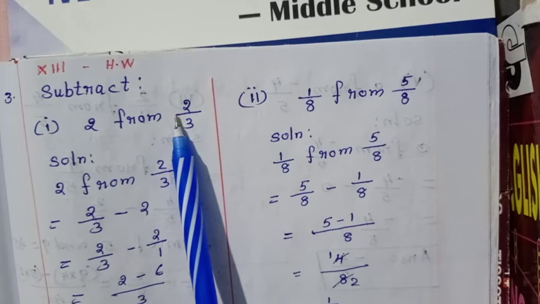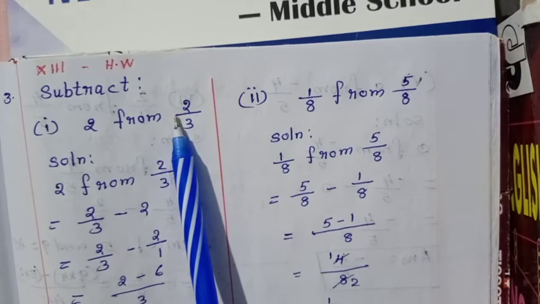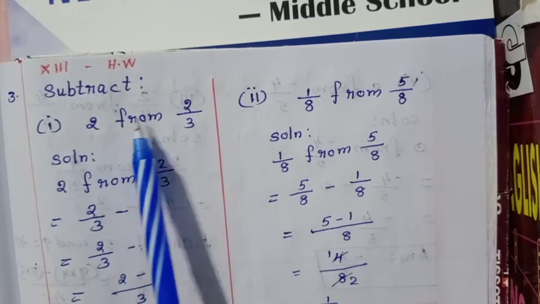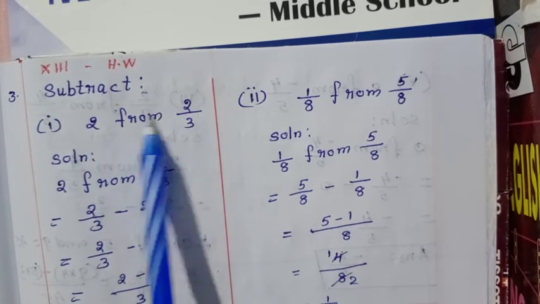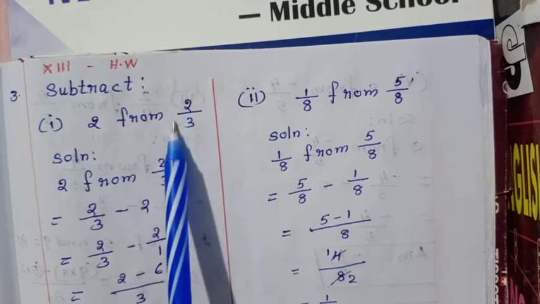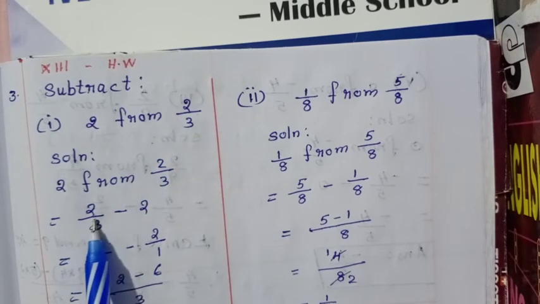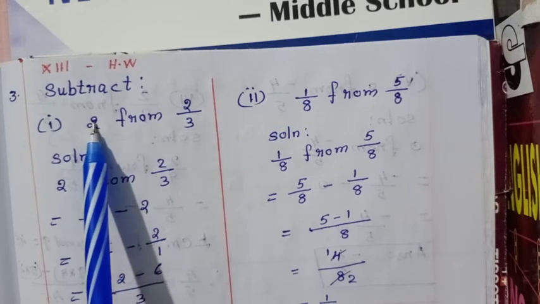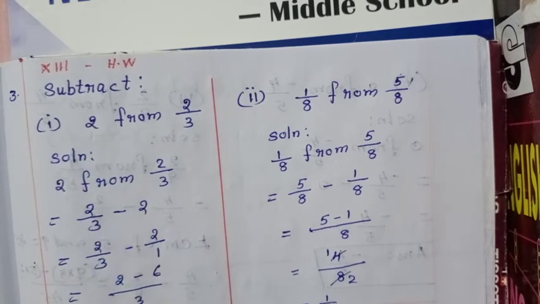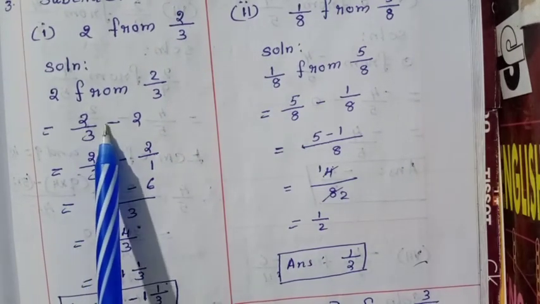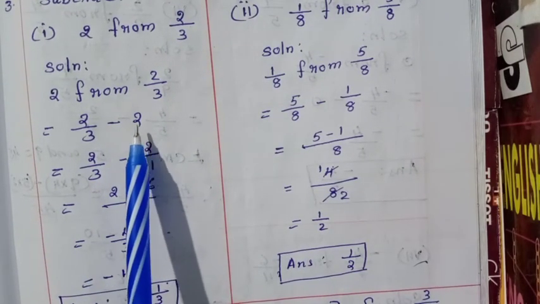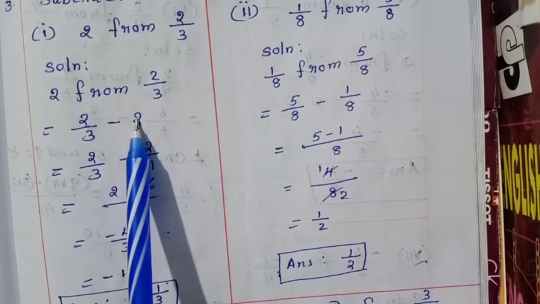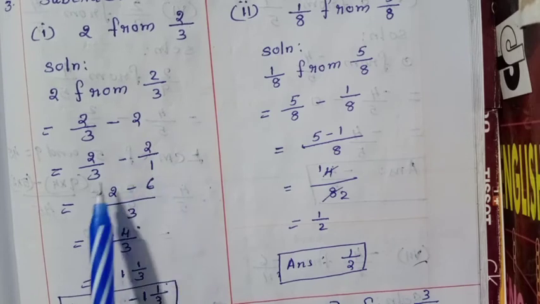Subtract 7 from 5 means 5 minus 7. Okay, then subtract 2 from 2 by 3. So we'll write after the word from, what is the number? 2 by 3. 2 by 3 we'll write first. Minus, subtraction, that is a minus sign. And the first number is written here, 2. Then 2 by 3 minus 2. And 2 we can write as 2 by 1.